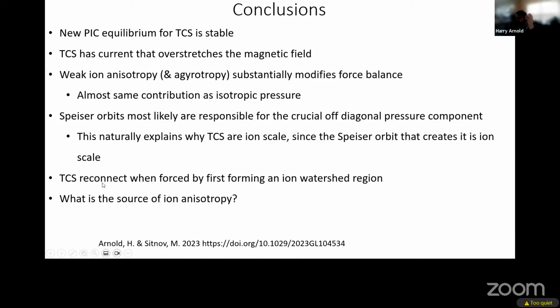It could come from reconnection further in the tail. I've spoken to some people. Maybe it's from ionospheric outflow. Maybe it's just a natural side effect of thinning the current sheet. But this is a big question that I would love to know the answer to.